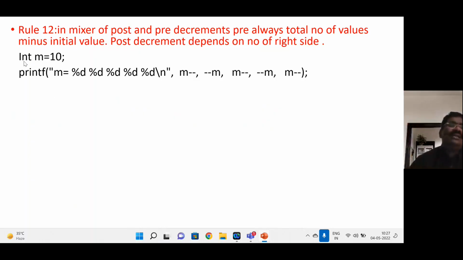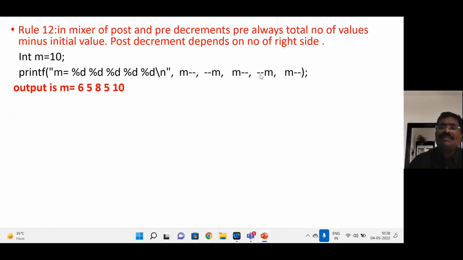For example, here it is int m is equal to 10, and I am using 5 decrement operators. Of these, 2 are pre-decrement and 3 are post-decrement. But when you see the last one, this will always be printed right to left. So that is m minus minus. This is the post-decrement. What is the rule? First the m value is printed. After that, the value is decremented by 1. So 10 will be printed.